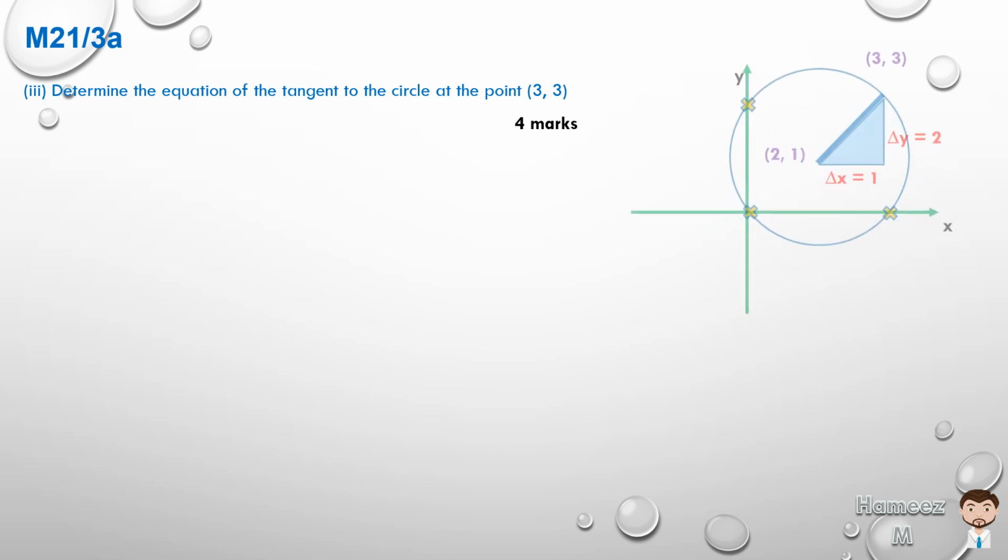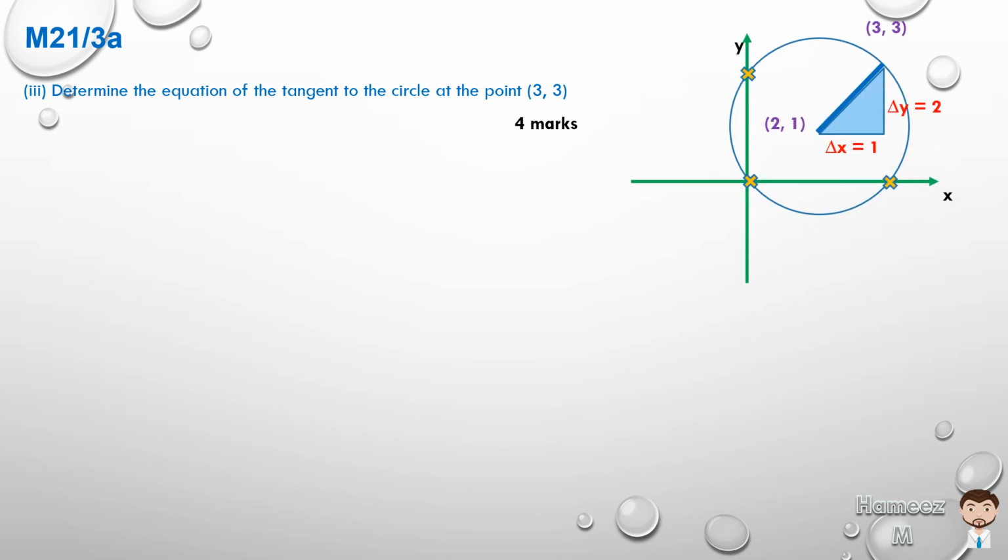May 2021, number 3A, part 3. Determine the equation of the tangent to the circle at the point 3, 3. So let's bring back up the sketch. And we want to find the equation of the tangent. So we need to find the gradient of the normal first, or the gradient of the radius, the same thing. So that's change in y over change in x, and we know delta y is 2 and delta x is 1. So 2 over 1, so the gradient of the radius is 2. And the gradient of the normal by the gradient of the tangent will give us minus 1 because they are perpendicular to each other.